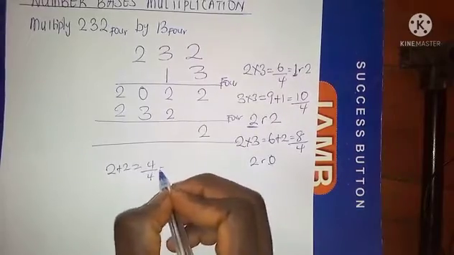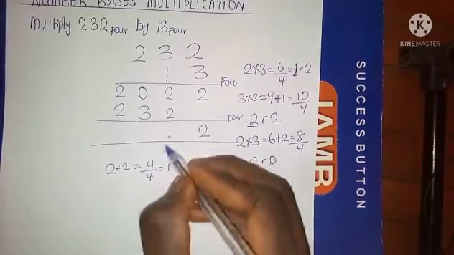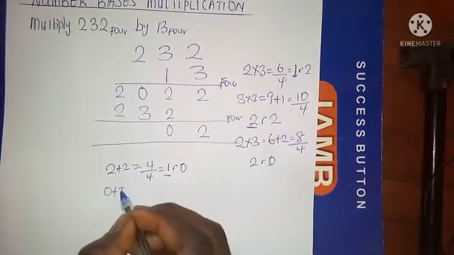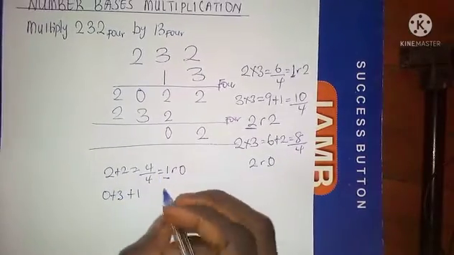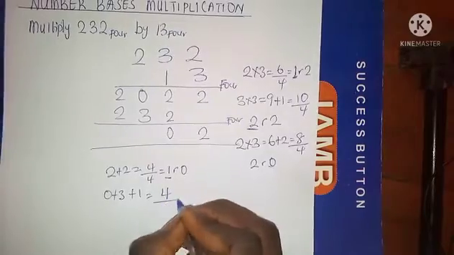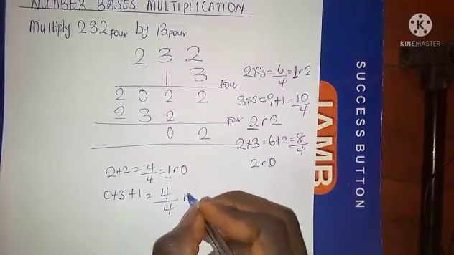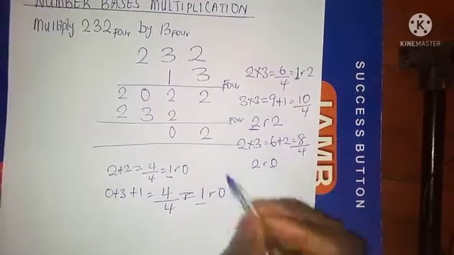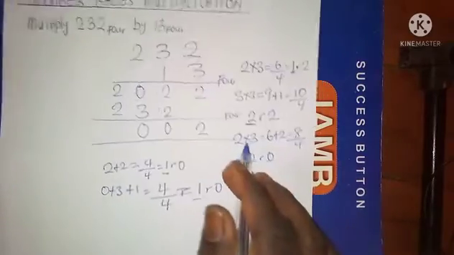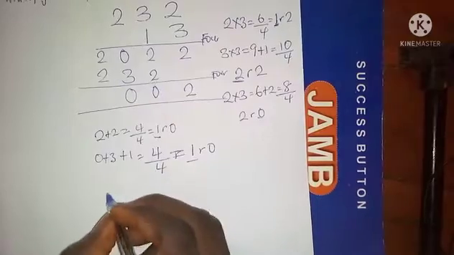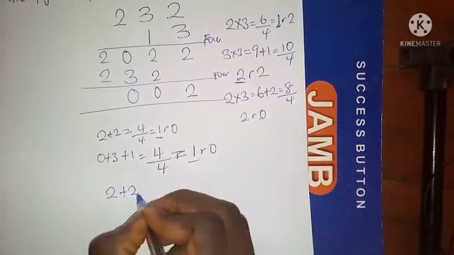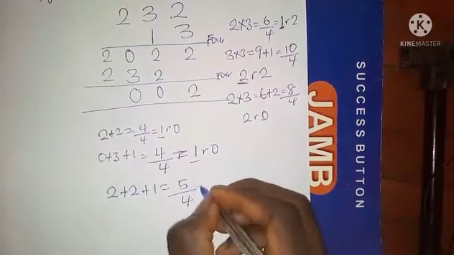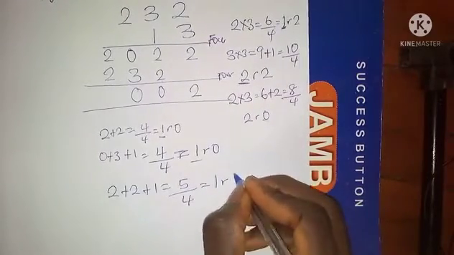4 divided by 4, we have 1, remainder 0. So this is 0. So 0 plus 3 plus this 1, so you will be having 4. Again 4 divided by 4, is equal to 1, remainder is 0. So we are having 0. Now we are having 2 plus 2 plus 1, this is 5. 5 divided by 4, we are having 1, remainder 1.